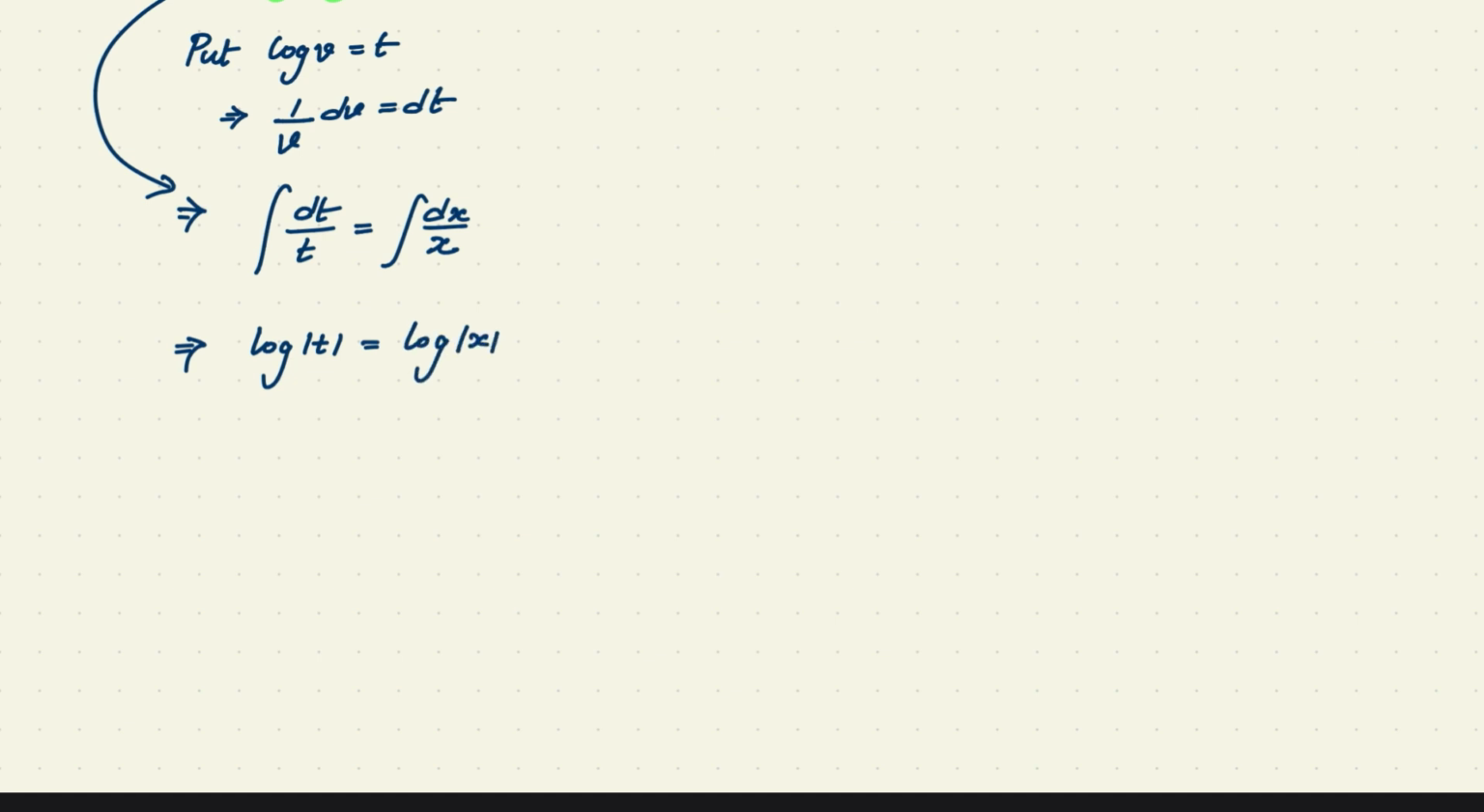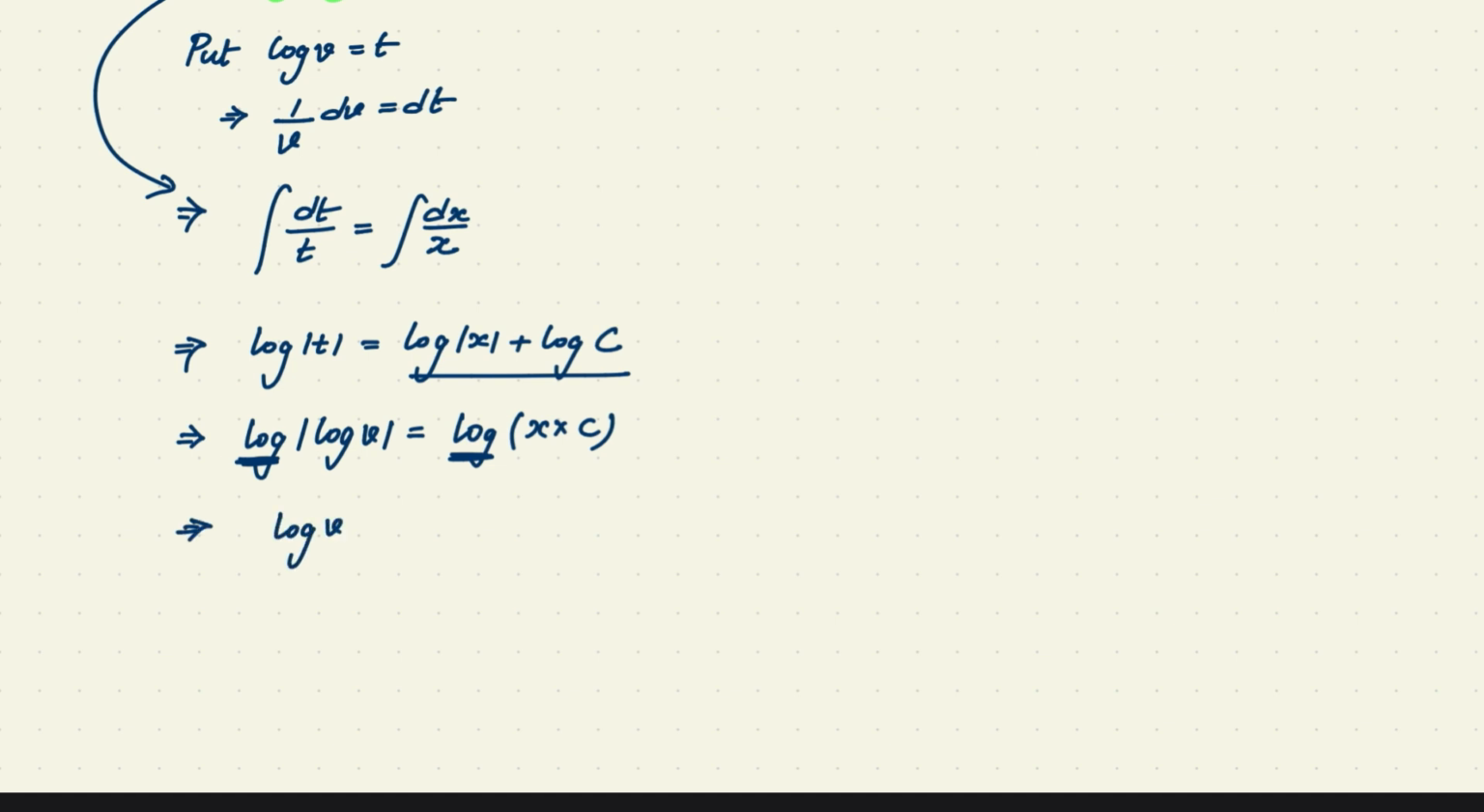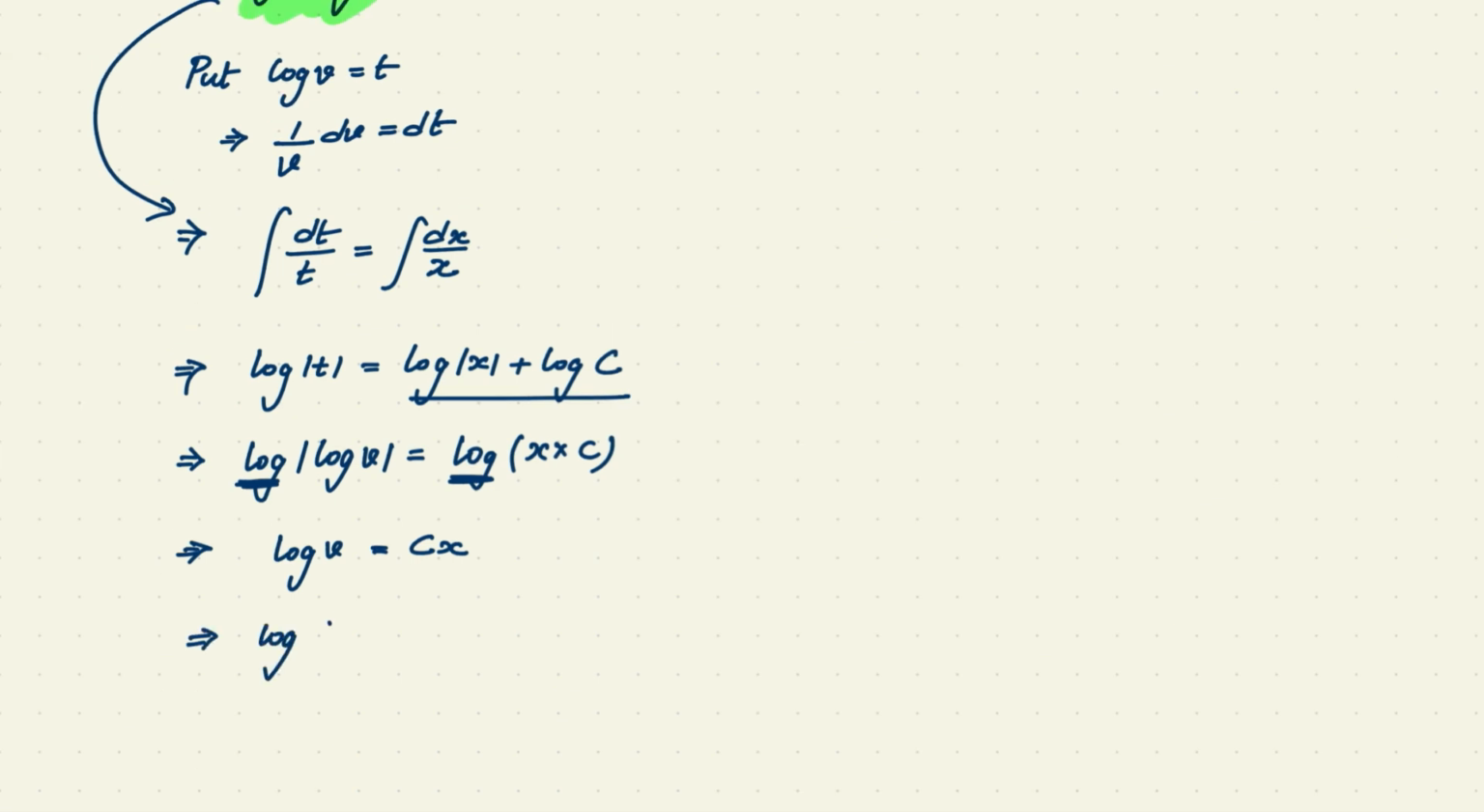And after integrating, we have to add the constant of integration. Here we will be writing log of c. On doing so, let us put back the value of t, that is log of v equals log of x minus log of c, can be written as log of x into c. Since there are logs on both sides, we can write log of v equals c into x. So, it will be log of y over x equals c into x.